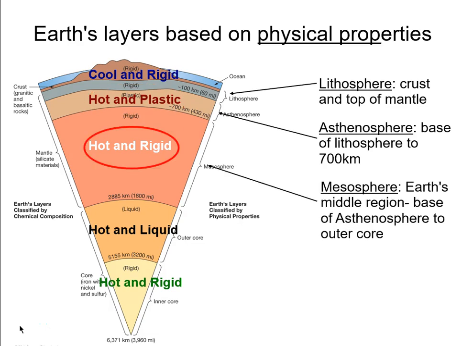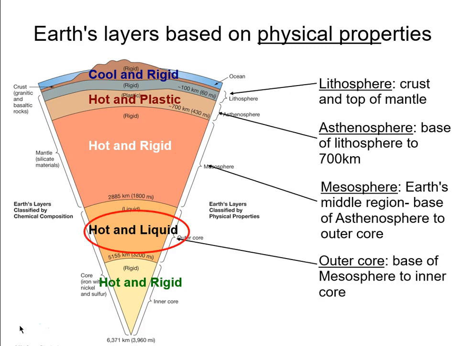Down below that, we have what's called the mesosphere. So meso means middle. So this is going to be our Earth's middle region. It's right in the middle because there are 2 layers above it and 2 layers below it. So this layer is hot and rigid, okay? So it's got a lot of heat, but it's basically stuck there. So it's not going to be flowing.